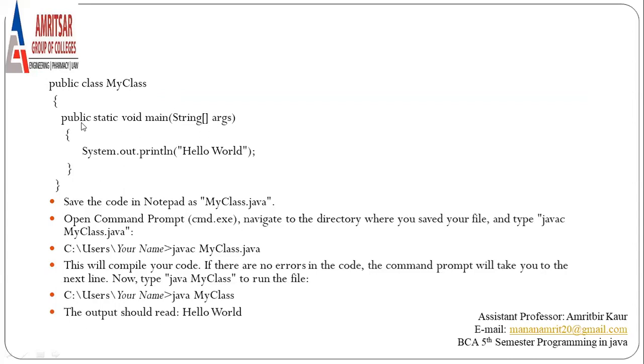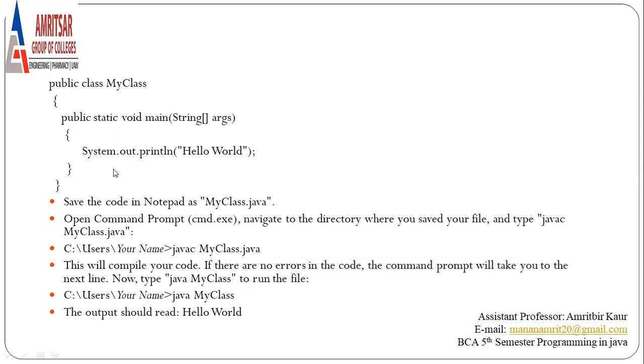For the main method, we write public static void main, String args. Then in the body of the main function, we display hello world. And in Java, for displaying a text message on the screen, we use System.out.println. In round braces, we pass our message in double quotes. So in round braces, we type hello world because we want to display hello world on the screen.